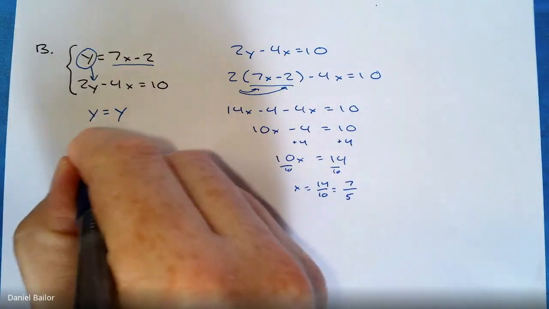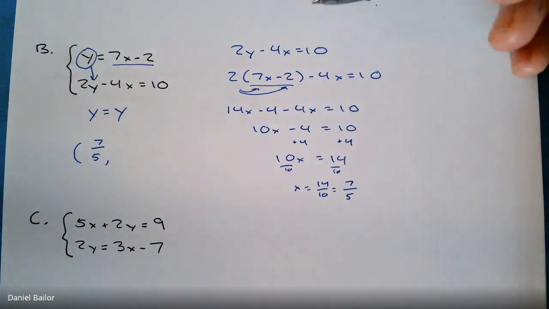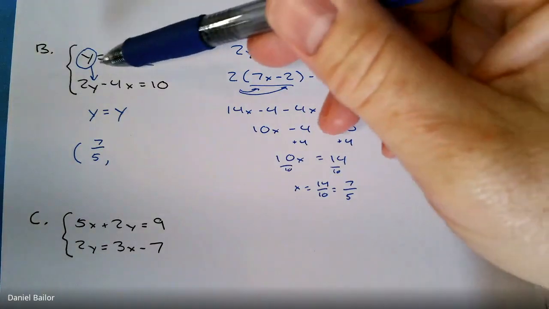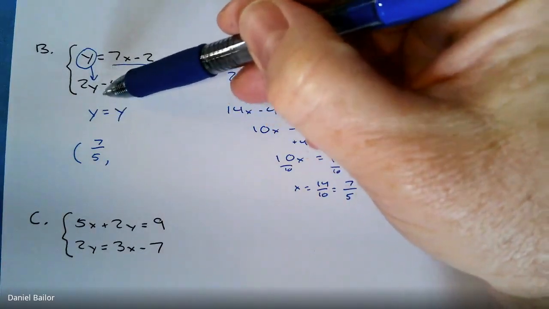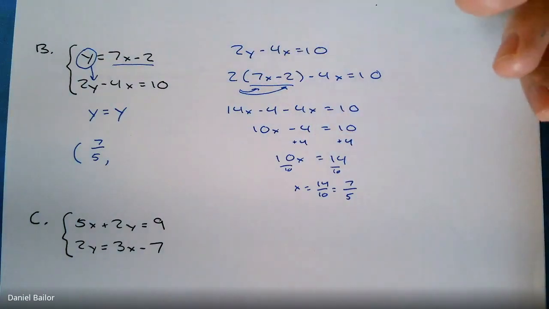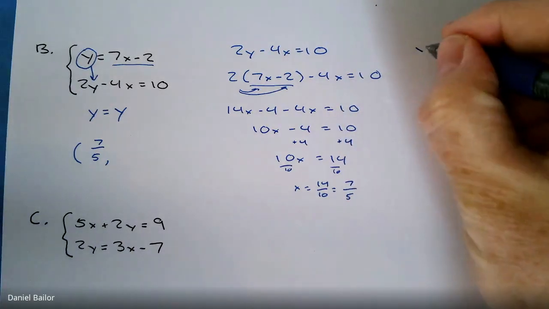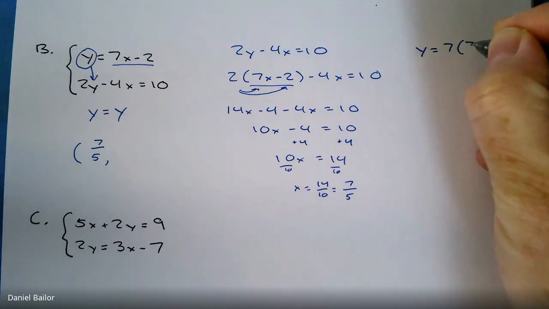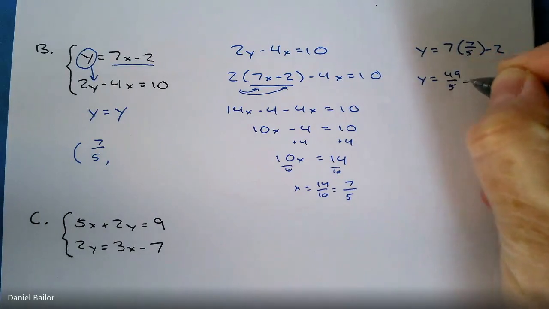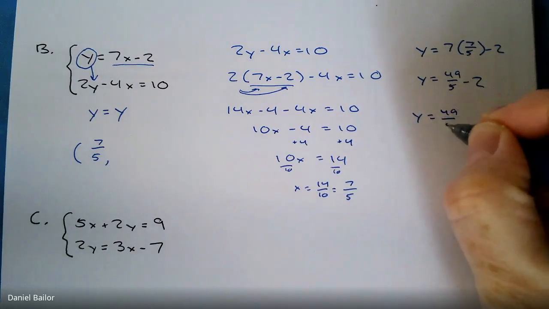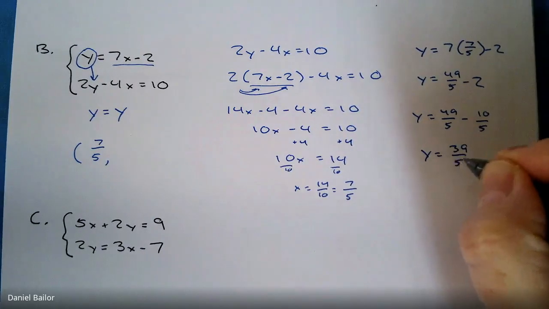So you see how it's the same exact thing, x equals 7/5. I did the same thing up here as in example A, just with y equals y. Instead of doing y equals y, I put the y inside the other equation. You're allowed to do that. You still take the 7/5 for x, and you still put it back in one of the equations to find y, just like I'm doing right here. 49/5 minus 2, which is 10/5, so I get y equals 39/5.